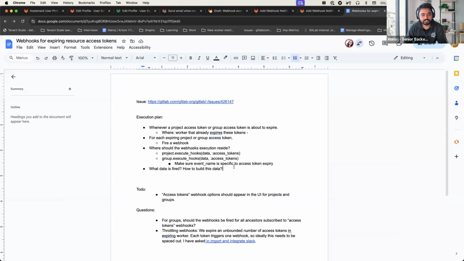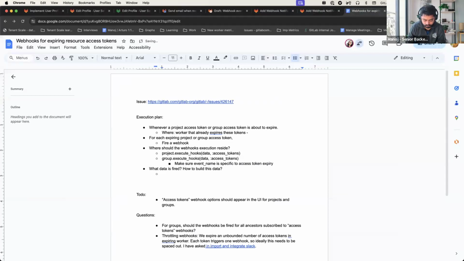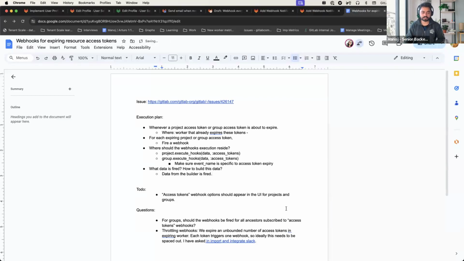What data is fired? This is already done. Data on the builder is fired, so this part is already taken care of. So I think this is the basic outline to look at any webhook, and we are almost there. The part where this is fired and what all should be fired is the only part that's missing from the MR. So we can look at that.